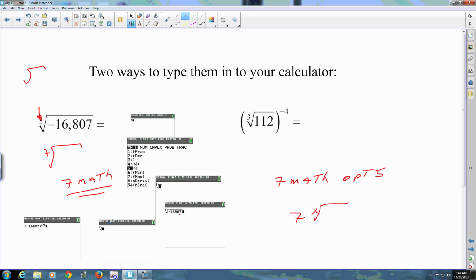On the newer ones, it actually will produce the 7th root. The 7 will actually be there. So on the older ones, don't be alarmed if it doesn't look exactly like this. The point being is you have to hit the number of the root you want first.